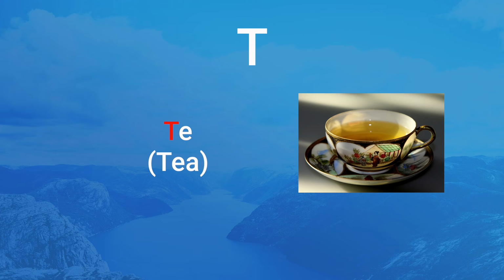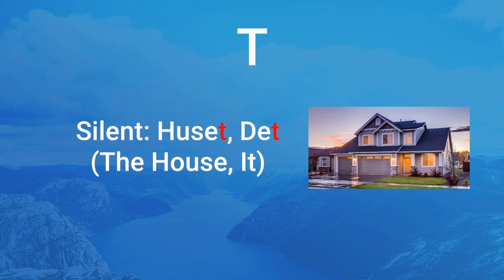T, te. This word actually sounds just like the letter itself, which is very similar to English, I guess, because if you say T, it means both tea and the letter T. So yeah, this is just te. When you see the letters ET in Norwegian, the T may be silent. And some examples of that are huset, det.